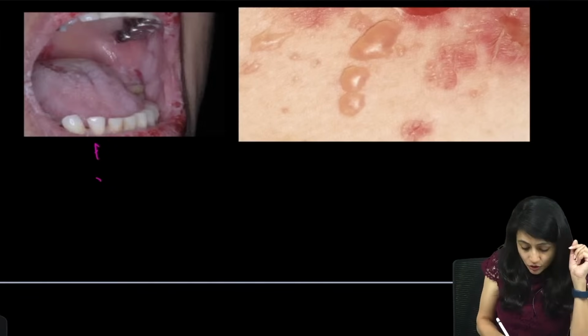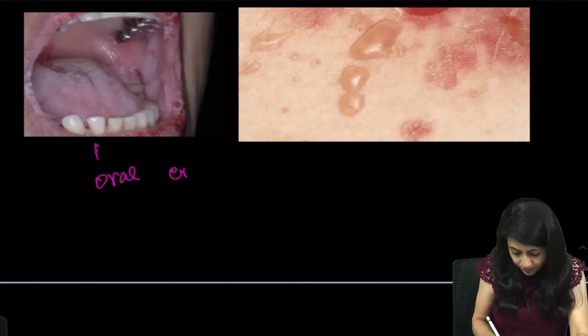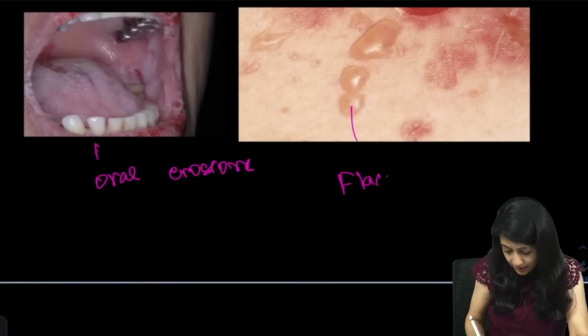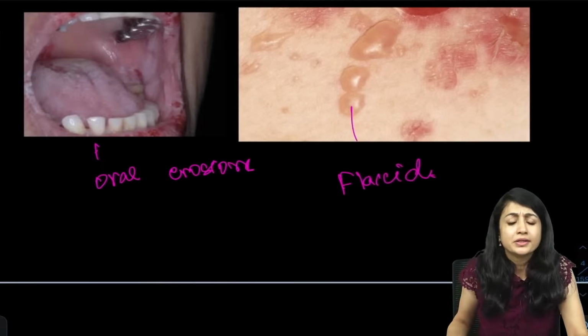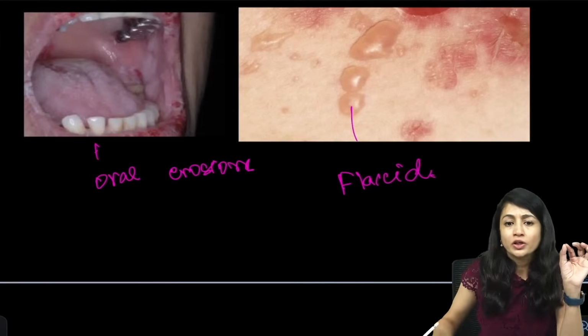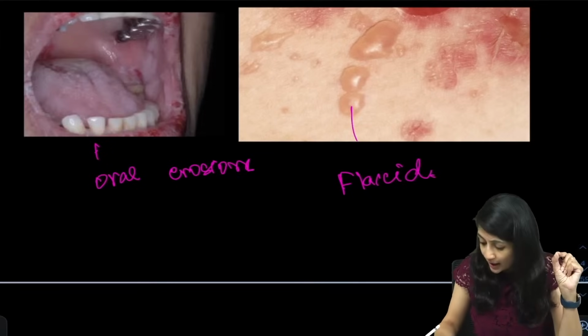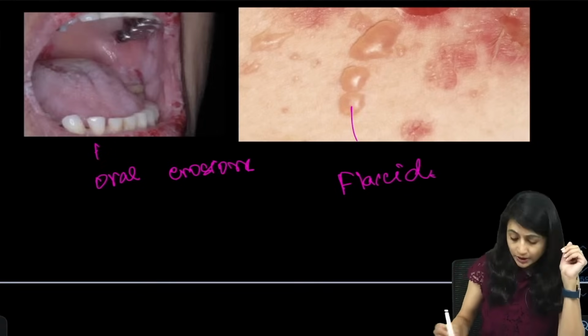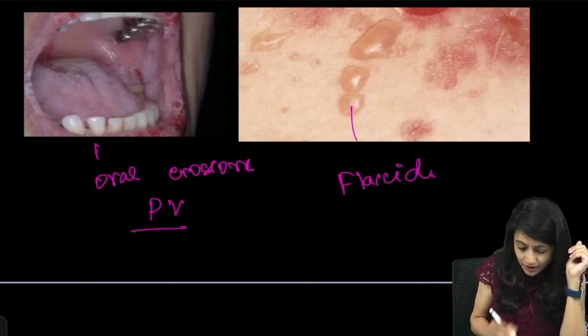the patient has oral erosions, the bulla are flaccid and are present on the trunk and other areas. So when you look at this image, when you look at oral erosions and flaccid lesions, all of you know that we are dealing with pemphigus vulgaris.